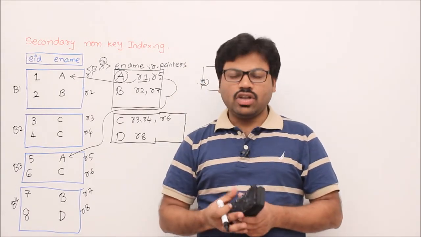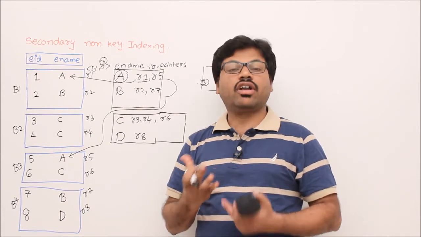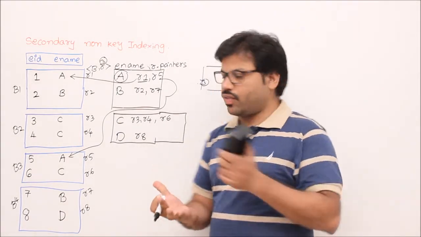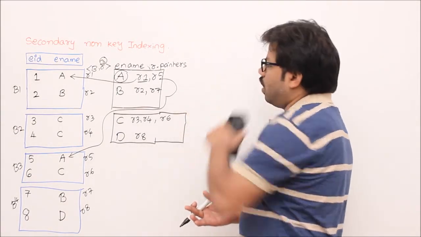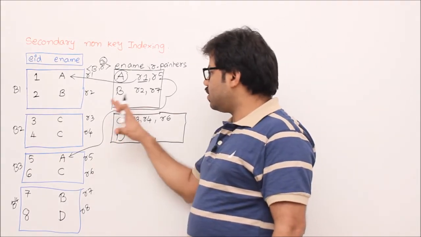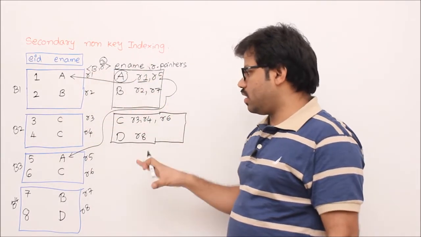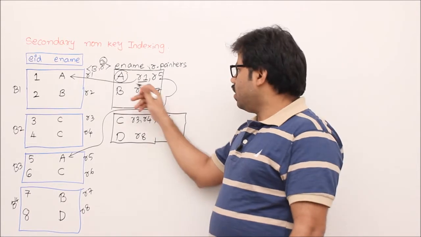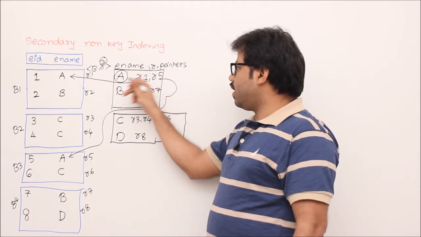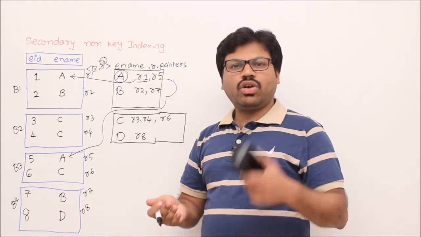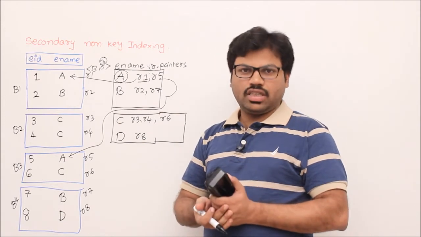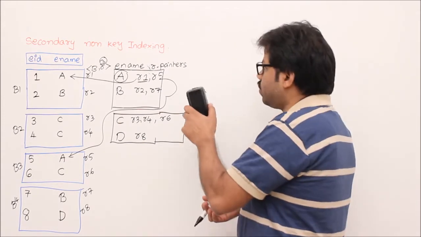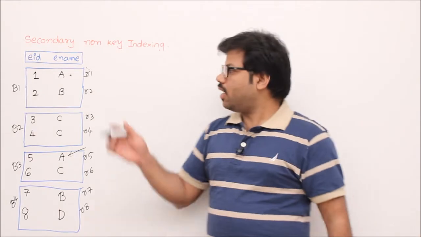You can understand them. Ask yourself a lot of questions, like what other alternatives we can have. So now we understand that this is the concept of secondary non-key indexing. Very simple idea. But here you are maintaining variable length records. To avoid that, if you want to have fixed length records, then what to do? So we have an alternative strategy. I will show that.